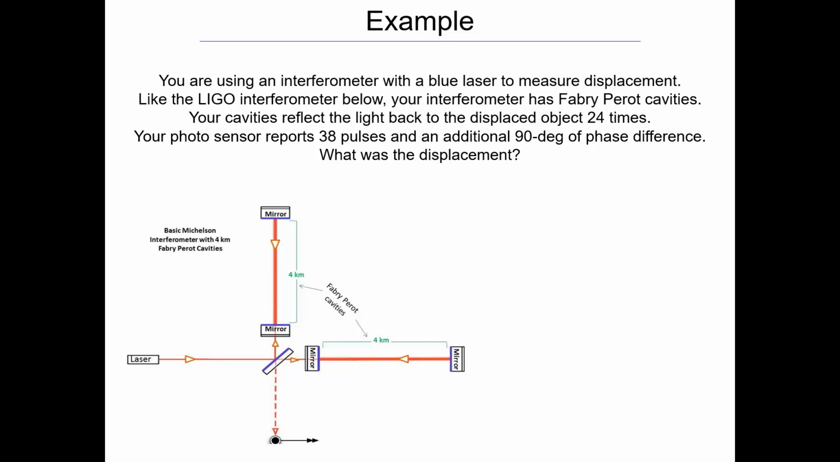This is the example. You're using an interferometer with a blue laser to measure displacement. Like the LIGO interferometer below, your interferometer has Fabry-Perot cavities. Your cavities reflect the light back to the displaced object 24 times. Your photosensor reports 38 pulses and an additional 90 degrees of phase difference. What was the displacement?